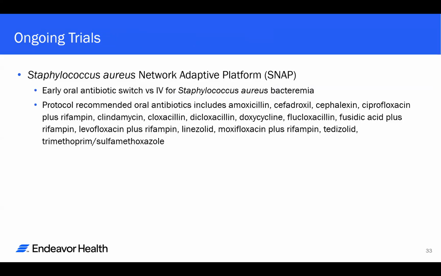There is an ongoing trial with the Staphylococcus aureus network adaptive platform. So this is another one of those big domain studies that they're trying to answer multiple questions at once. And they're looking at early oral antibiotic switch for IV for Staph aureus bacteremia. And you can see here, these are all the different antibiotics that they're proposing to look at and include in this. So keep an eye out for the results here. This may give us just a little bit more evidence in terms of Staph aureus IV to PO.